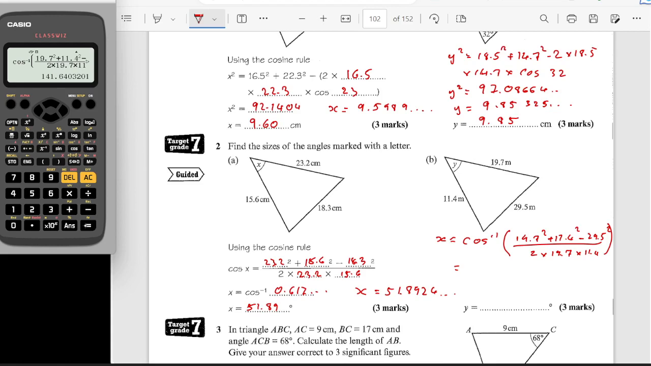So, and that does seem reasonable as an answer. If we think about it, this is a much longer side than these 2 dimensions, so we would be expecting an obtuse angle. So 141.6403 dot dot dot. So I'm looking at 141.64.